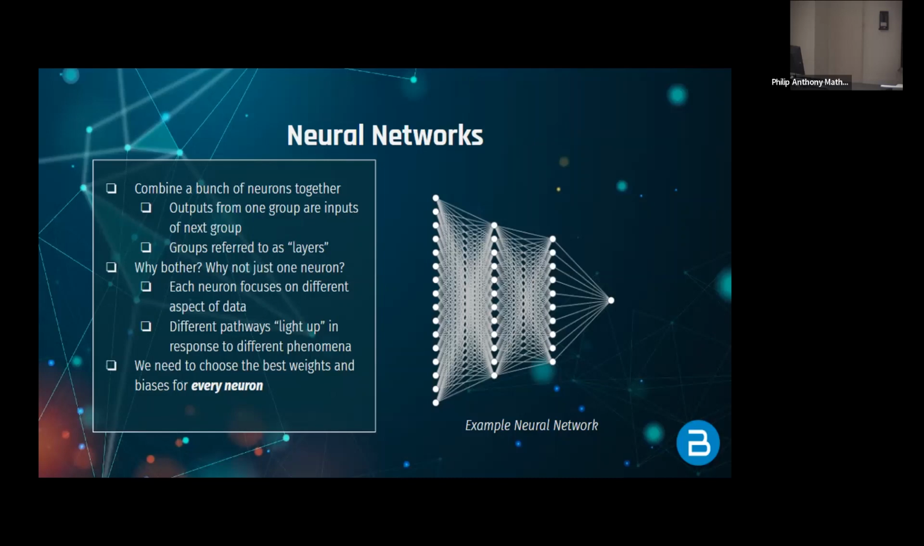What happens is, if you think about it, each one of these neurons can have n weights.